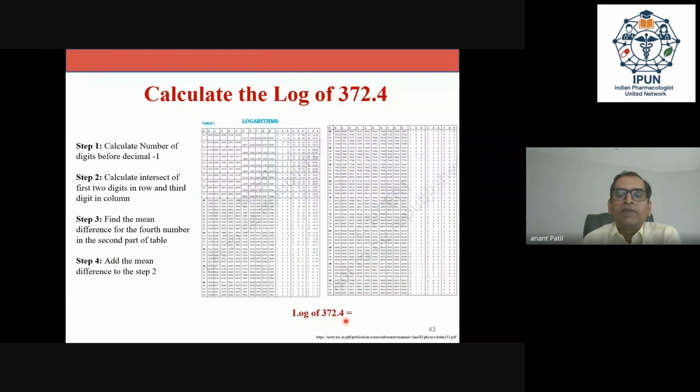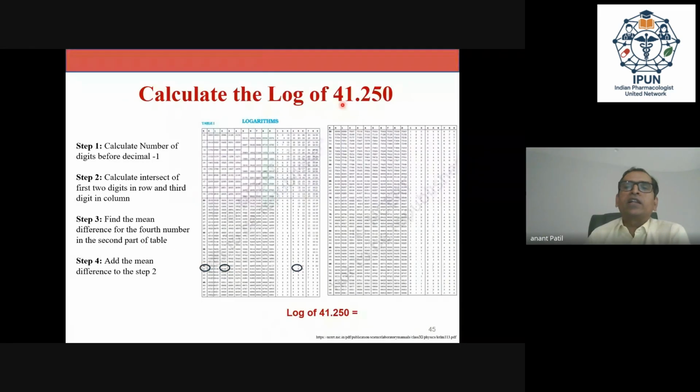So now I am calculating the log of 372.4. The first step is to calculate the number of digits before the decimal and minus 1 from it. There are 3 digits, so it becomes 2 point, because I'm subtracting 1 from 3. The second step is to find the intersect of these 2 numbers, 37 with 2. The intersect of 37 with 2 becomes 5705. And then I go into the second part of the table. For the number 4, I go here. That becomes 5. So I just add 5705 and 5 together. So that becomes 5710. Why 2? Because I have subtracted 1 from the 3. So that is the log of 372.4. It becomes 2.5710.